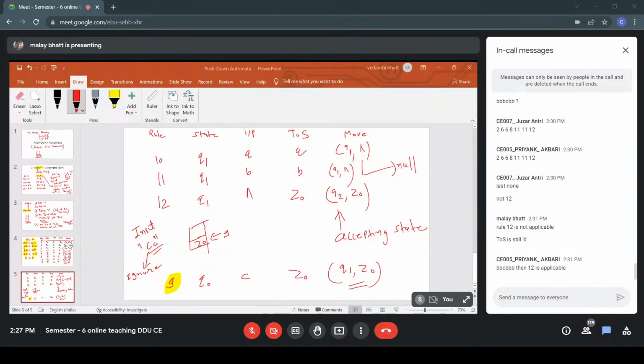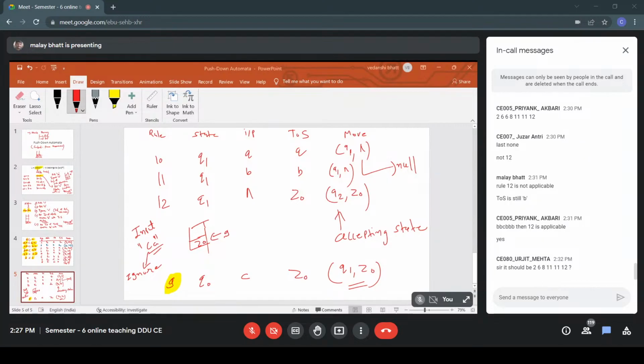What Priyank has written is correct. When it is BBC, BBB, first push 2 B's, then C is ignored, again pop the 2 B's. Still we have 1 B left in the input, so we'll consider null at that time, Q1 null.